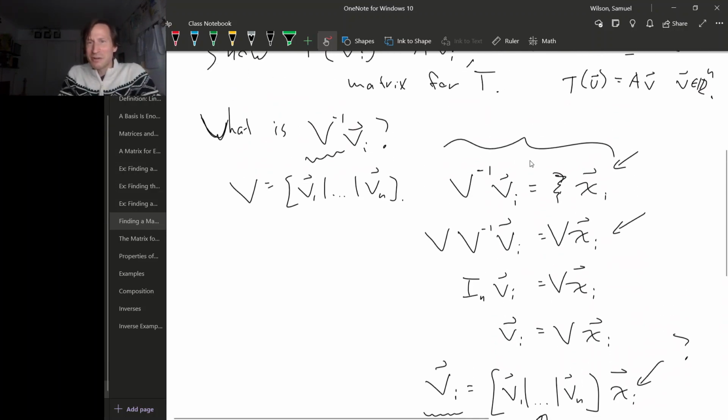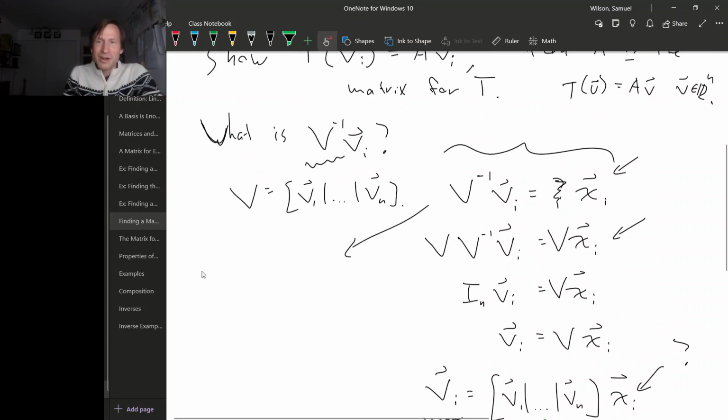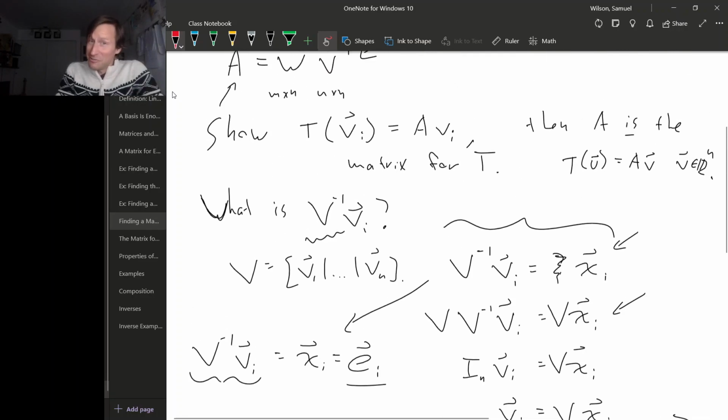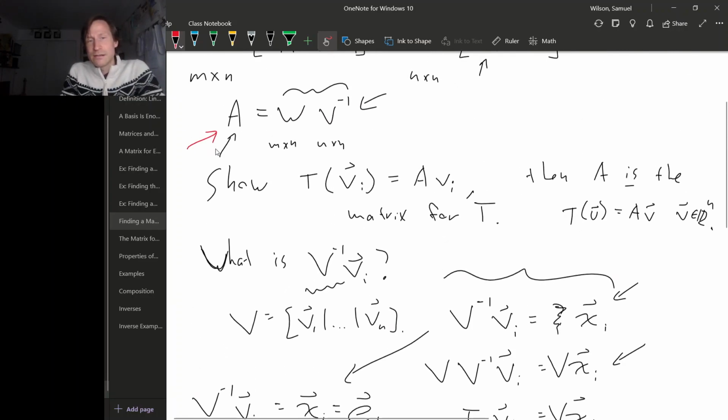Okay, so now let's go back to where we came from. That was up here, right? We wanted to know what was V inverse times V sub I. We named this x sub I, but what we just figured out is that's actually the ith standard basis vector, right? So now we know what V inverse times V sub I is. Okay, it's the ith standard basis vector. So why were we looking for that? That was because we had a guess for A, right? And we wanted to check, what do you get if you multiply A by these basis vectors V sub I? So now let's do that calculation.